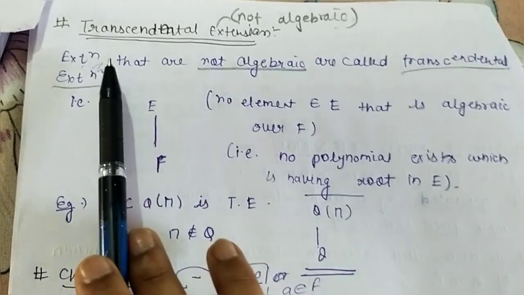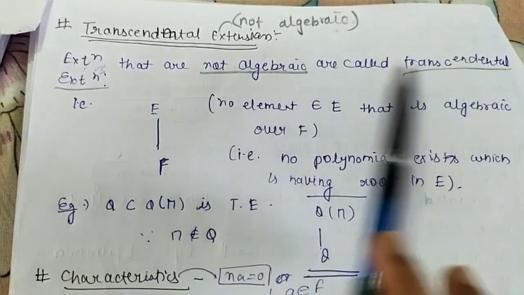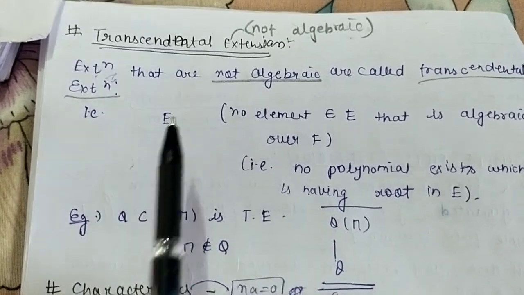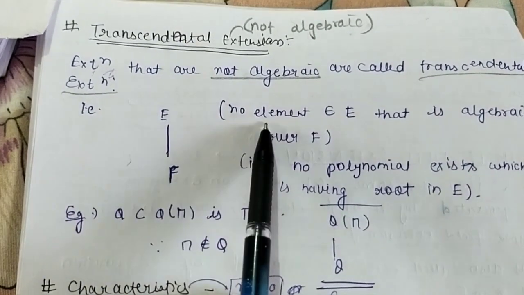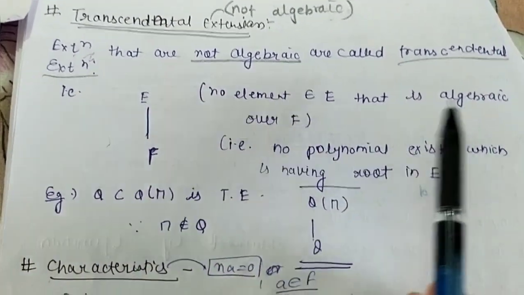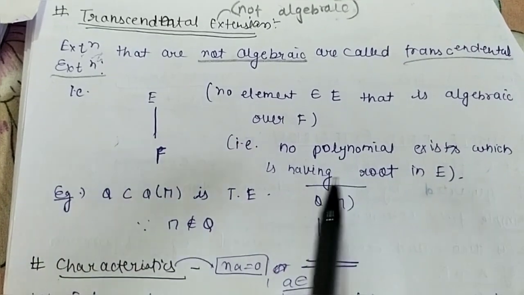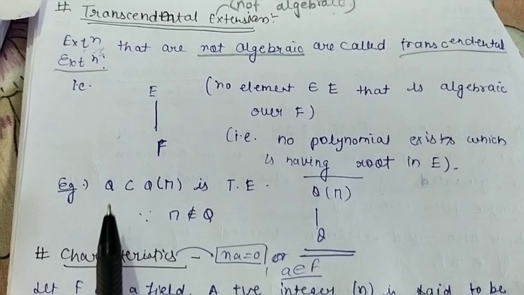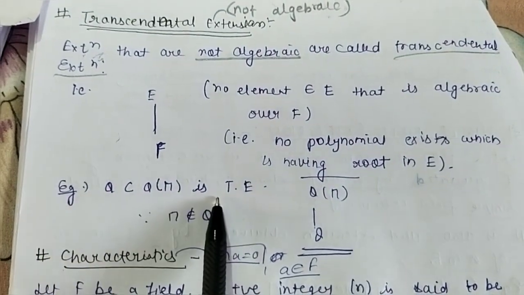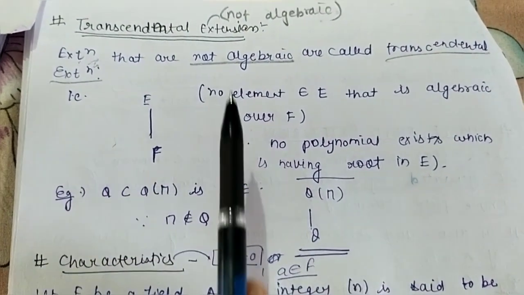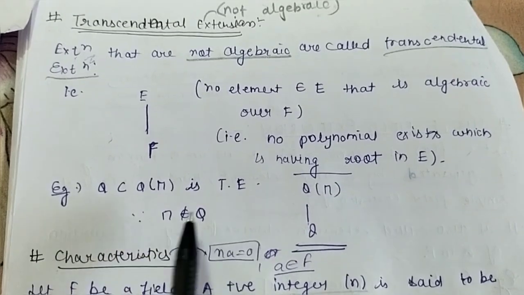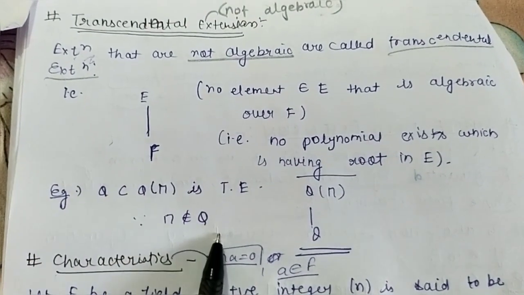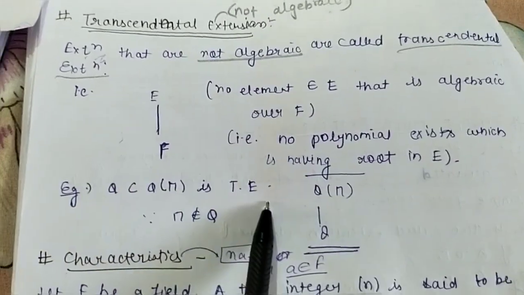Transcendental extension, extensions that are not algebraic are called transcendental extensions. That is, E is an extension of F, and no element belonging to E is algebraic over F, that is, no polynomial exists which has a root in E. For example, Q is a subset of Q(pi), which is a transcendental extension, for pi does not belong to Q. This means that this is a transcendental extension.